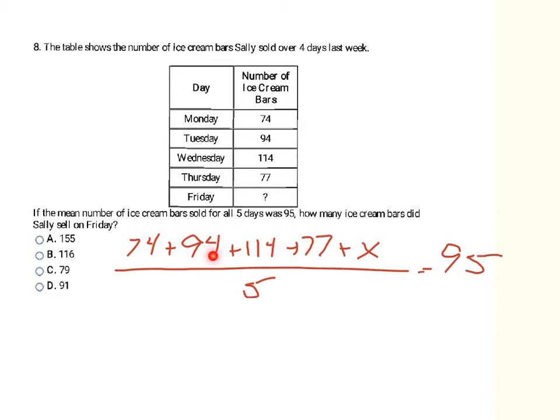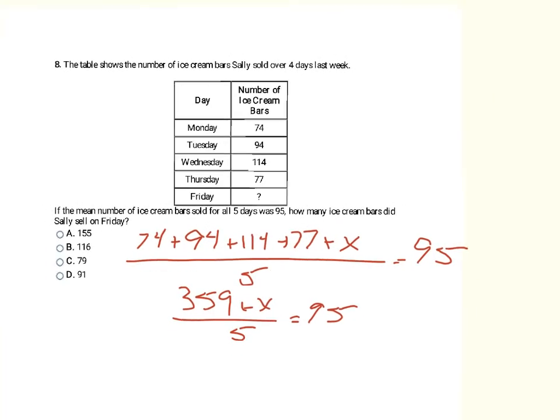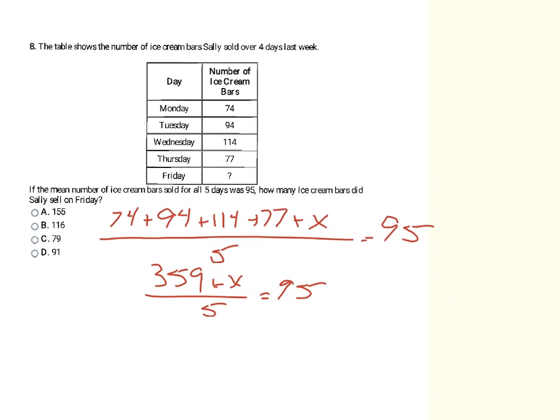So the first thing I'm going to do is add up these 4 numbers. And when I add up those 4 numbers, I get 359. And so everything else stays the same. I'm still going to add that to x. And I'm going to have divide by 5 equals 95. The next thing I'm going to do is I want to undo that divide by 5. So I'm going to multiply both sides by 5.